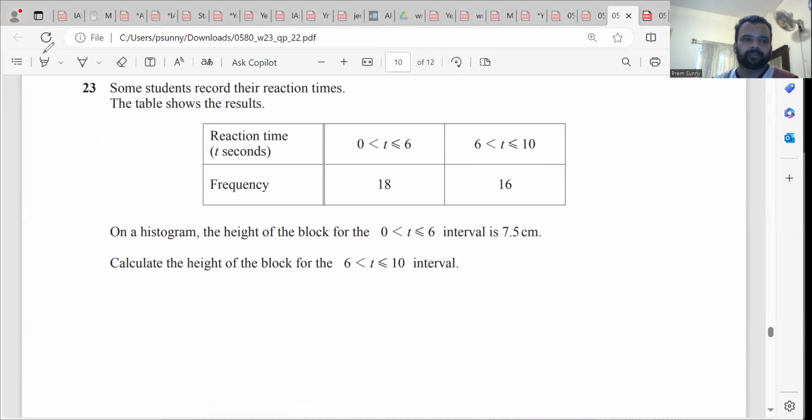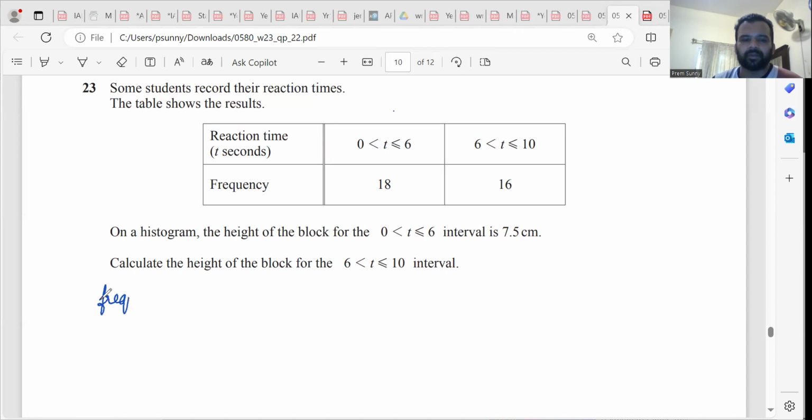Question number 23. Some students record their reaction times. The table shows the results. Reaction time in seconds, between 0 to 6, 18 of them, and then between 6 to 10, 16 of them. On a histogram, there is an important thing which you need to know. In a histogram, always the y-axis will be your frequency density. The height of the block is the y-axis. Basically, frequency density is given as 7.5.